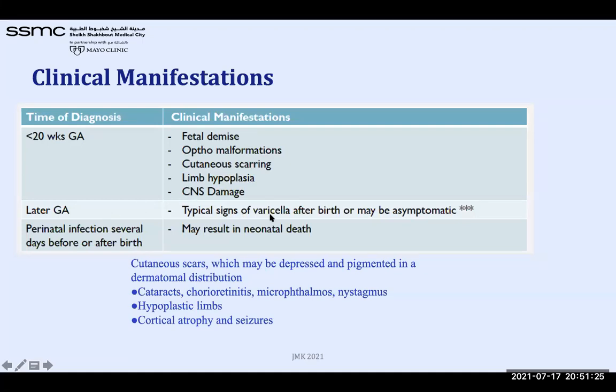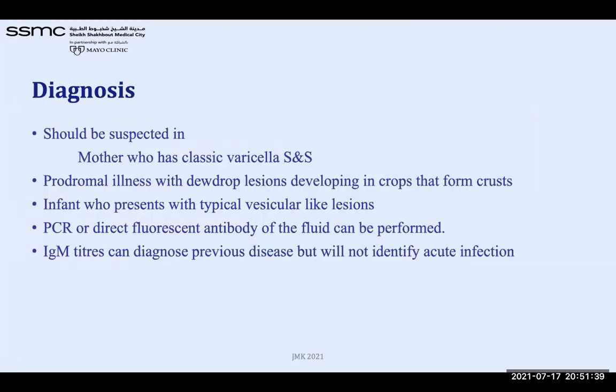Later in gestation, there are typical signs of varicella after birth, or it may be asymptomatic. So the cutaneous scar, which may be depressed and pigmented in a dermatomal distribution, cataract, chorioretinitis, hypoplastic limb, all that can occur. How should you diagnose? It's very obvious. You can see the chickenpox rashes; PCR, direct fluorescent antibodies, or IgM titers can be done.